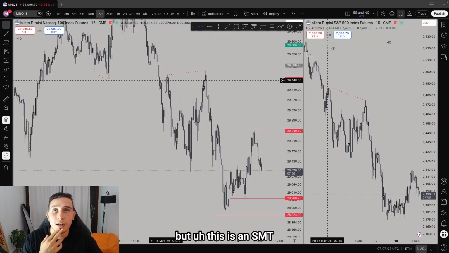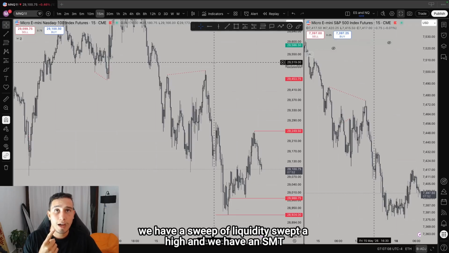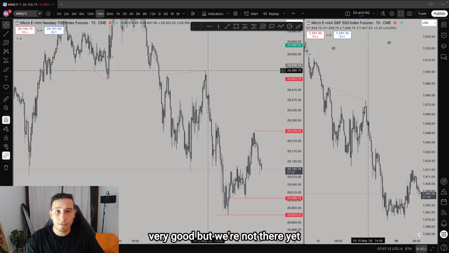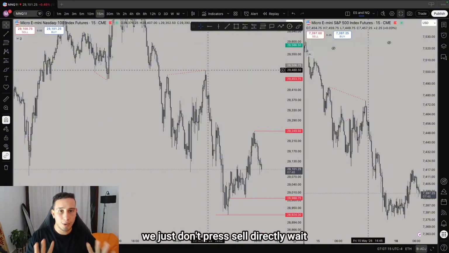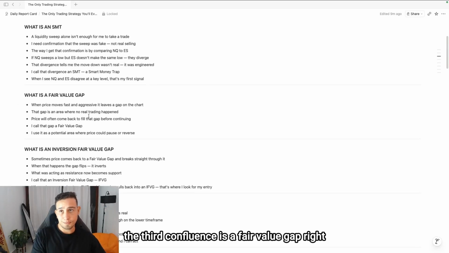But this is an SMT. So now we have two confluences. We have a sweep of liquidity, swept a high, and we have an SMT. Very good, but we're not there yet. We don't just press sell directly. Wait. The third confluence is a fair value gap, right?